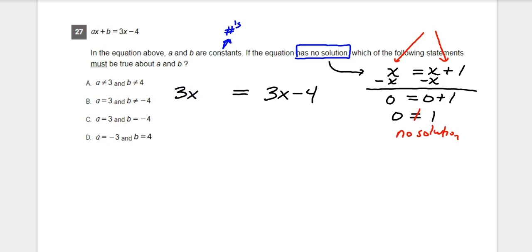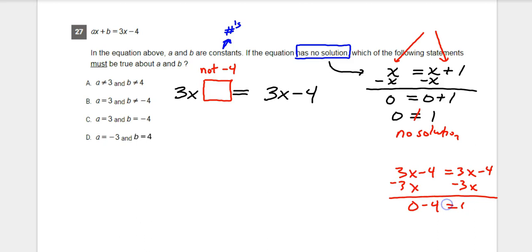But then whatever number goes right here, it cannot be negative 4, all right? Because if I have 3x minus 4 equals 3x minus 4, well, that can be solved. Basically, any x can work there. No matter what I put in for x, the two sides are going to be true. When I try to solve it and do that to both sides, I get 0 minus 4 equals 0 minus 4, which is a true statement. And when that happens, you have infinite solutions. Anything works. You can stick in whatever numbers you want, and they all work.